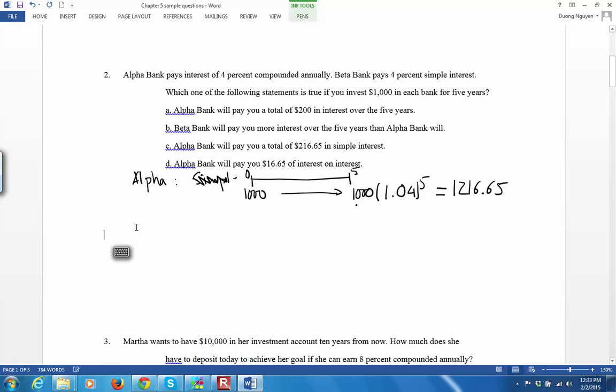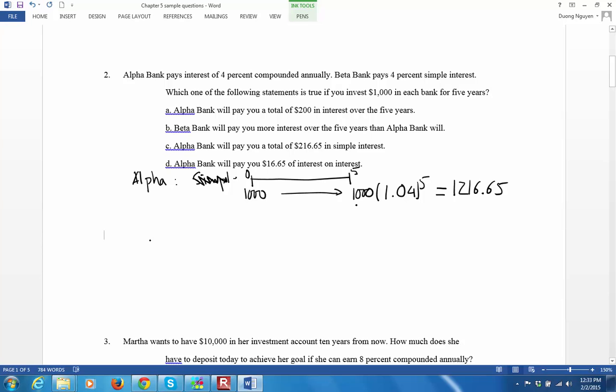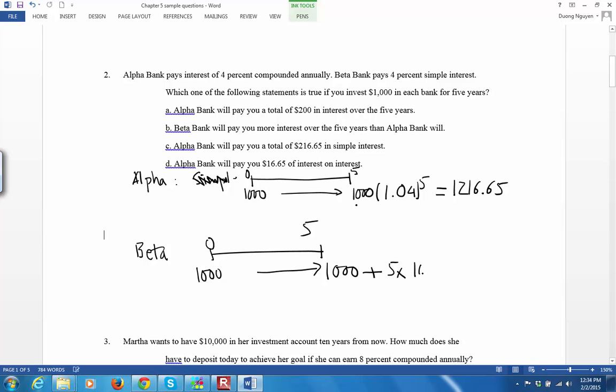Alright, for Beta Bank, Beta Bank pays 4% simple interest. So you have 5 years, and 1,000 here. After 5 years you will get the original principal 1,000 plus all the simple interest for the 5 years, which is 5 times 1,000 times 4%, and that equals $1,200.